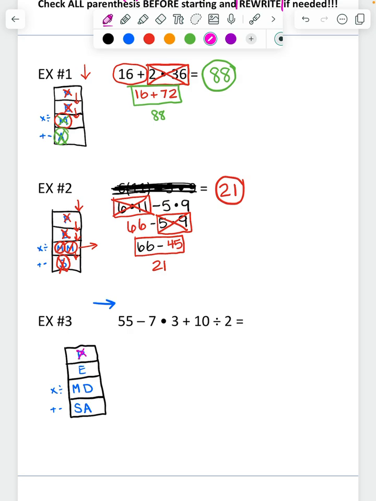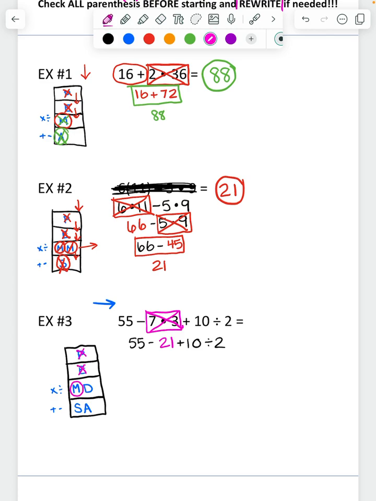No parentheses, no exponents. I am on this row right here, and multiplying came first when I'm reading it. If I'm going along here, I hit multiplication first. So I do 7 times 3. 7 times 3 is 21. Mark it out. And then everything else needs to be written. So in front, I had minus 55. And in the back, I had plus 10 divided by 2.